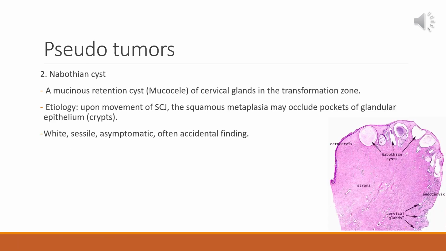Another pseudotumor in the cervix is the Nabothian cyst. It is a mucinous retention cyst, a mucocele, of cervical glands in the transformation zone.